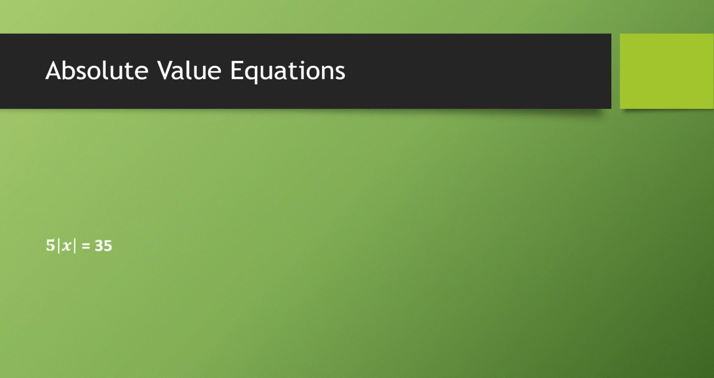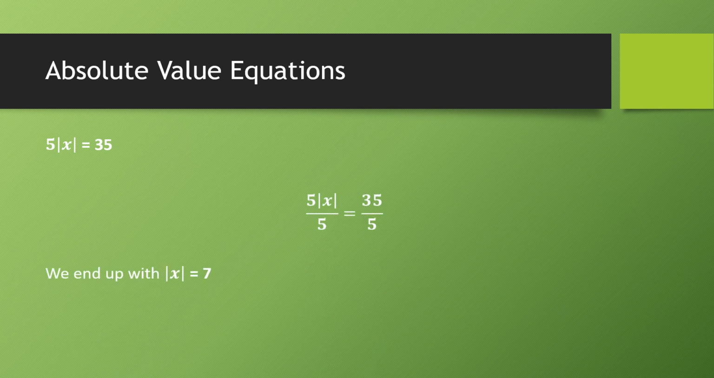Example 2. 5 times the absolute value of x equals 35. With this example, we simply isolate the absolute value containing the unknown variable by dividing both sides of the equation by 5. We end up with the absolute value of x equals 7, which means that x could be 7 or minus 7.